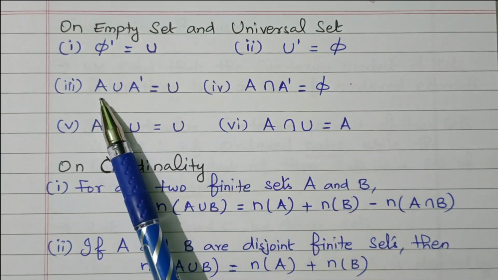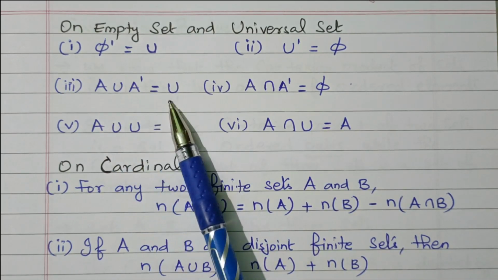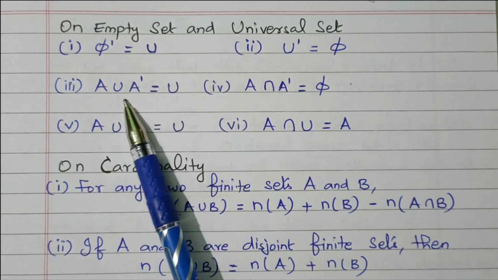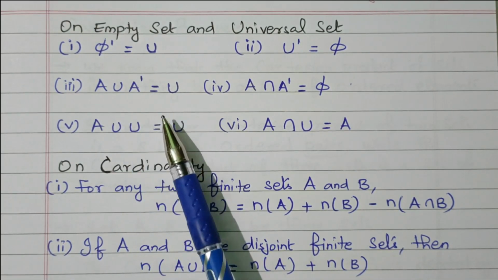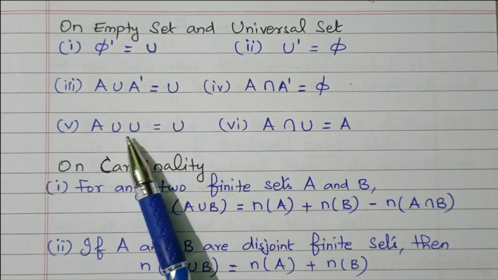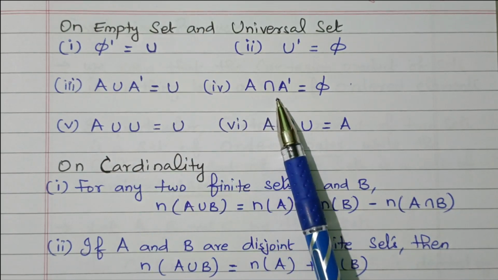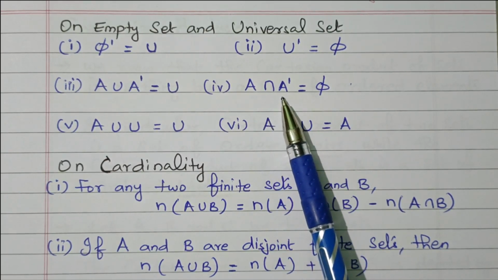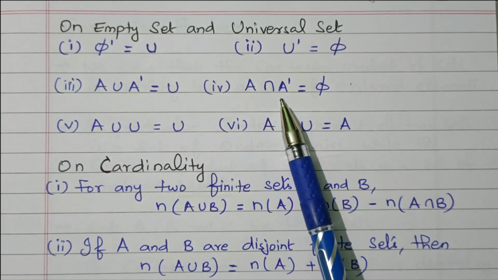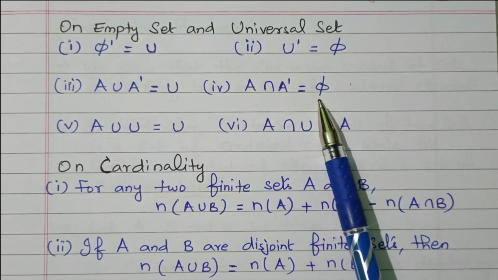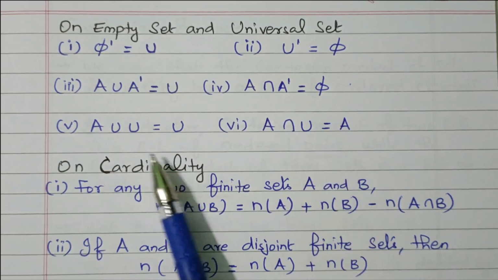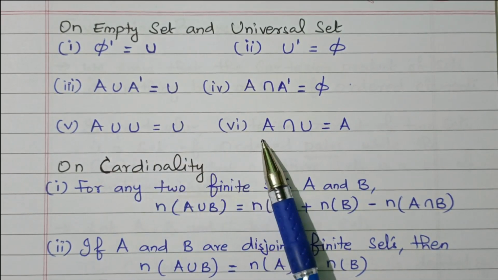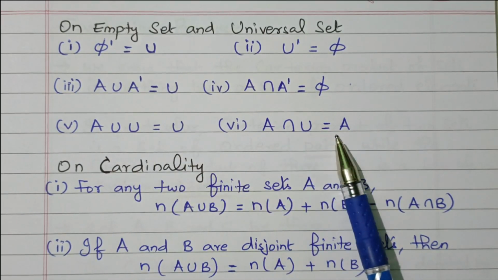Very simple. A union A dash equal to U. A means the set. A dash means other than the set. So while combining both, we will get the universal set. Then A intersect A dash equal to pi. A is the set. A dash means other than A. So while combining two, we will get pi only, the null set. A union universal set equal to U. A intersect universal set equal to A.